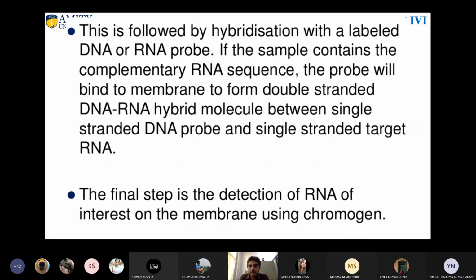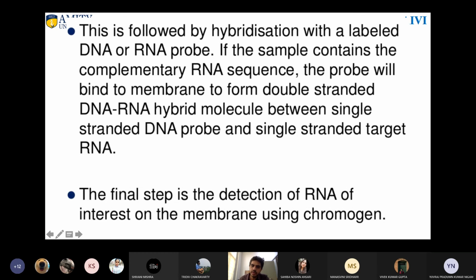Then you have to follow the hybridization with the labeled DNA probe, which contains a complementary sequence. So this is how to do the probing and how to hybridize it. Coming to the form of detection: for detection of RNA, you can go for chromogenic detection also, depending on the type of probe you are having.